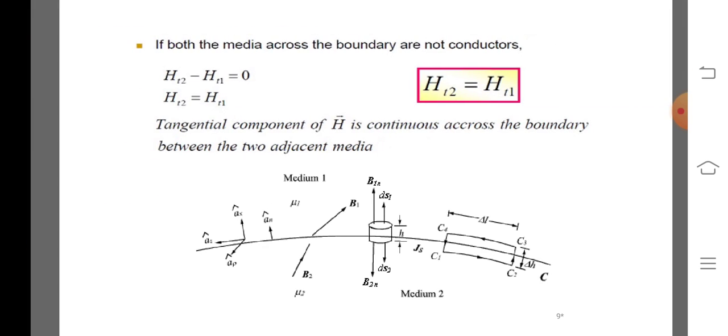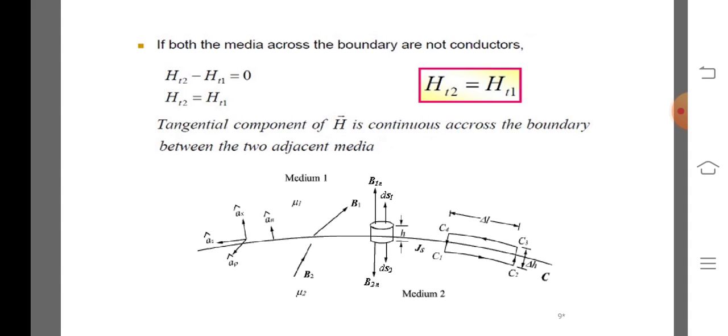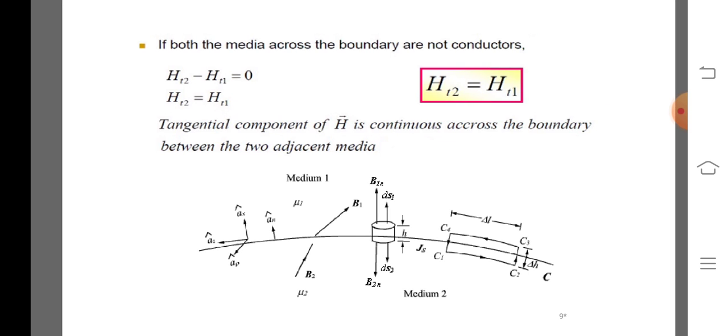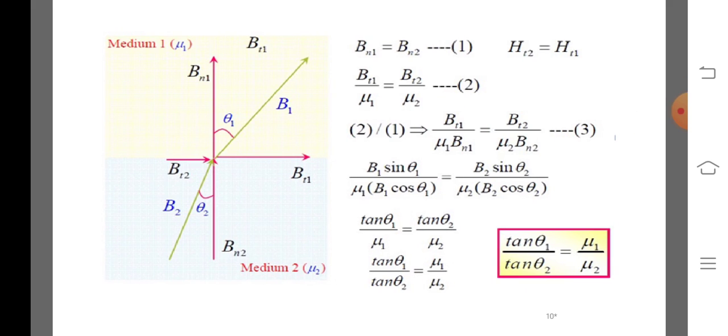If both media across the boundary are not conductors, Ht2 equals Ht1. The tangential component of H vector is continuous across the boundary between the two adjacent media. The figure is mentioned here. For the analysis of the tangential component, a closed path is constructed across the boundary. By Ampere's law, the closed integral of H dot dl equals I enclosed.